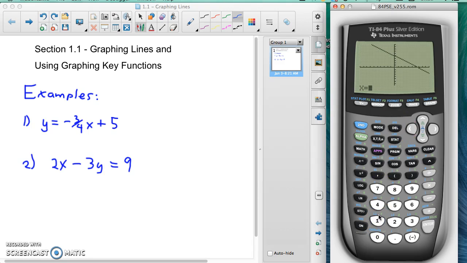So if we want to know a value at a certain point, we can just hit 1 here for value, and it says, okay, what value do you want? So let's say we want to know the value when x is 3. You just type in 3 and hit enter, and it puts the cursor right on the line, and it gives you the value for y. So basically, if we put 3 in for x, and we multiply by -3/4 and add 5, we should get 2.75 as our answer. So this helps you find the values along the line.